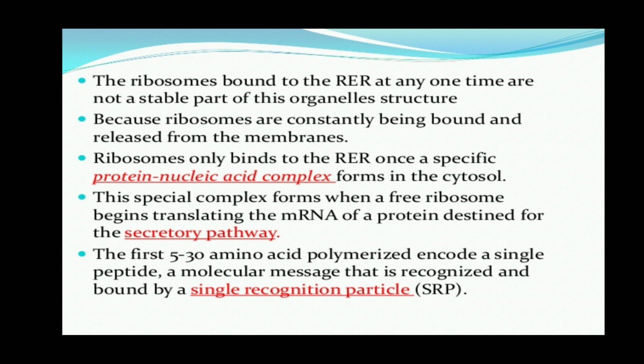This special complex forms when the free ribosomes begin translating the mRNA of a protein destined for the secretory pathway. The first 5 to 30 amino acids encode a signal peptide, which is recognized and bound by the signal recognition particle, that is SRP.